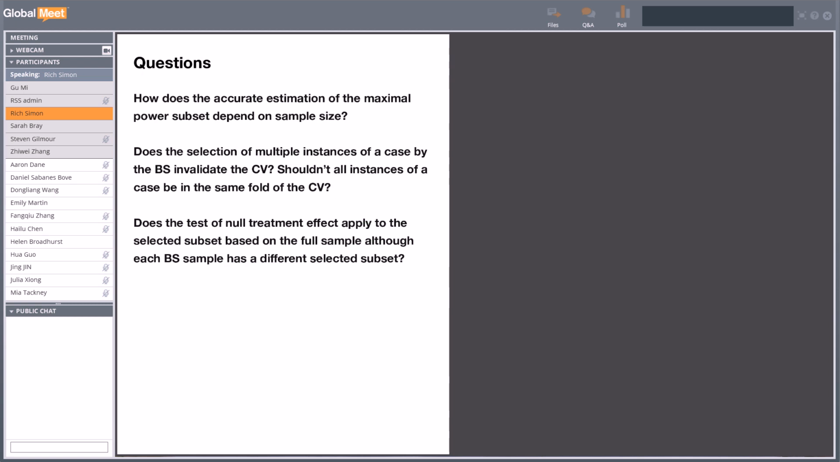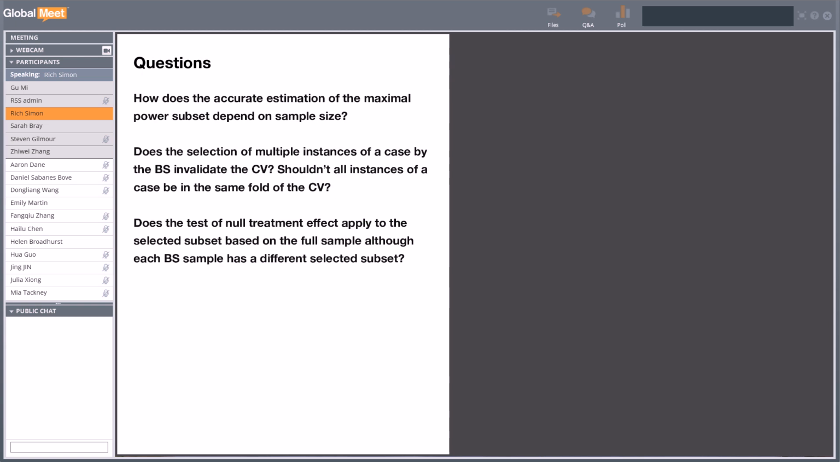So what are the questions I would raise? One is a question of sample size. How does the accuracy of the estimation of the maximum power subset depend on the sample size of the trial?